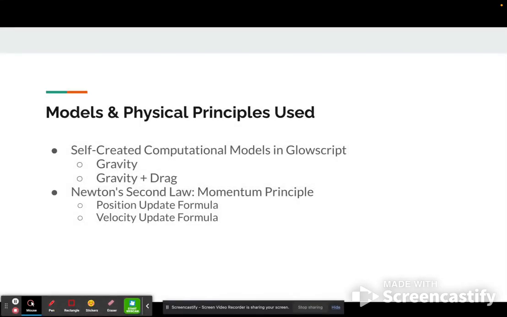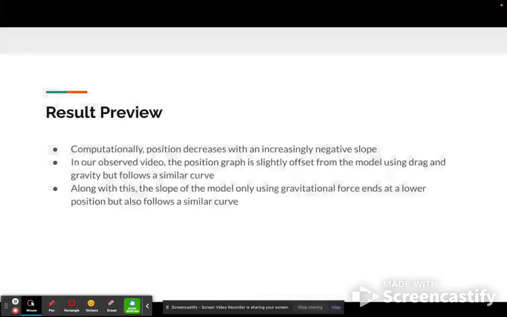The models and physical principles that we used were the two self-created computational models, which have the gravity and the gravity plus drag. Along with this, we use Newton's second law, which is the momentum principle. We're using the position update formula and the velocity update formula. A preview of our results is that computationally, the position decreases with an increasingly negative slope. So you'll see it curves down.